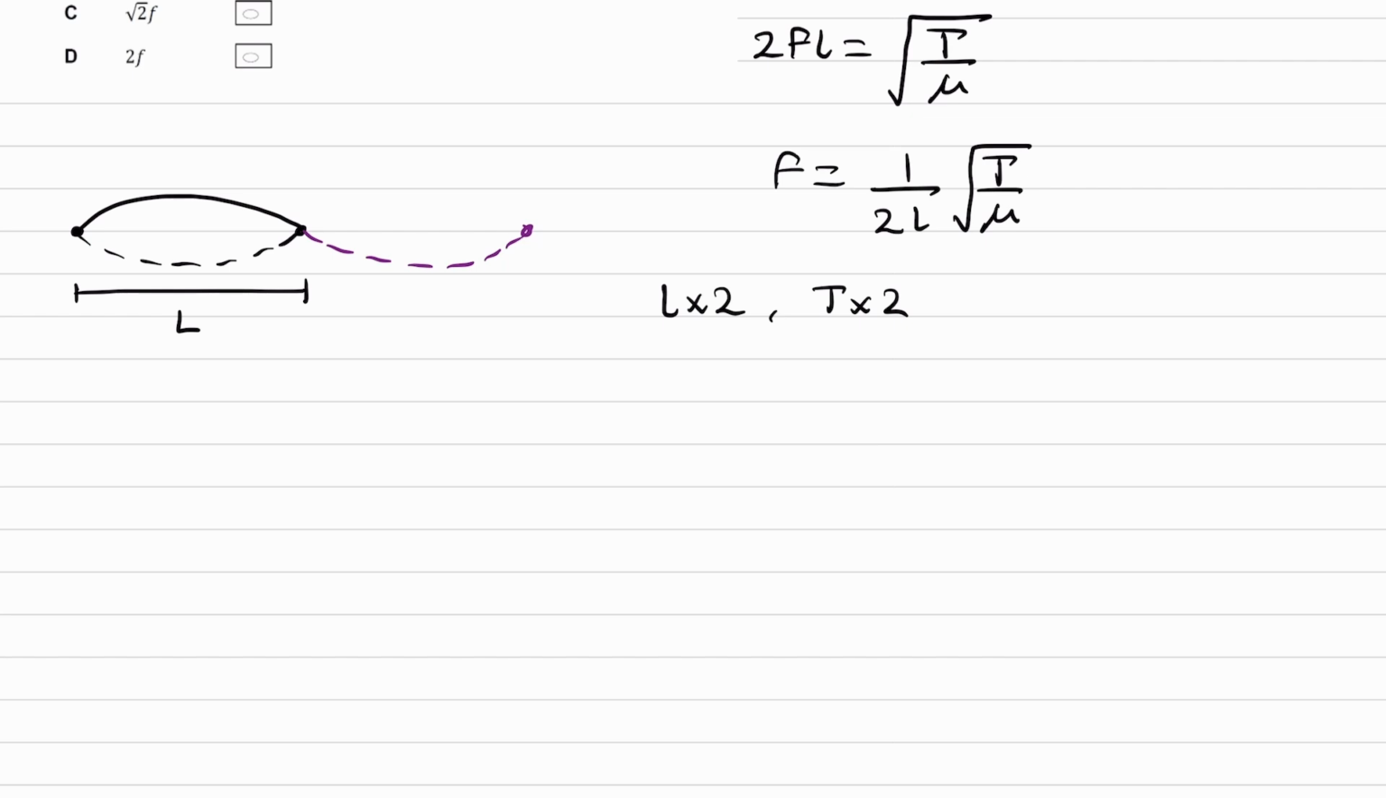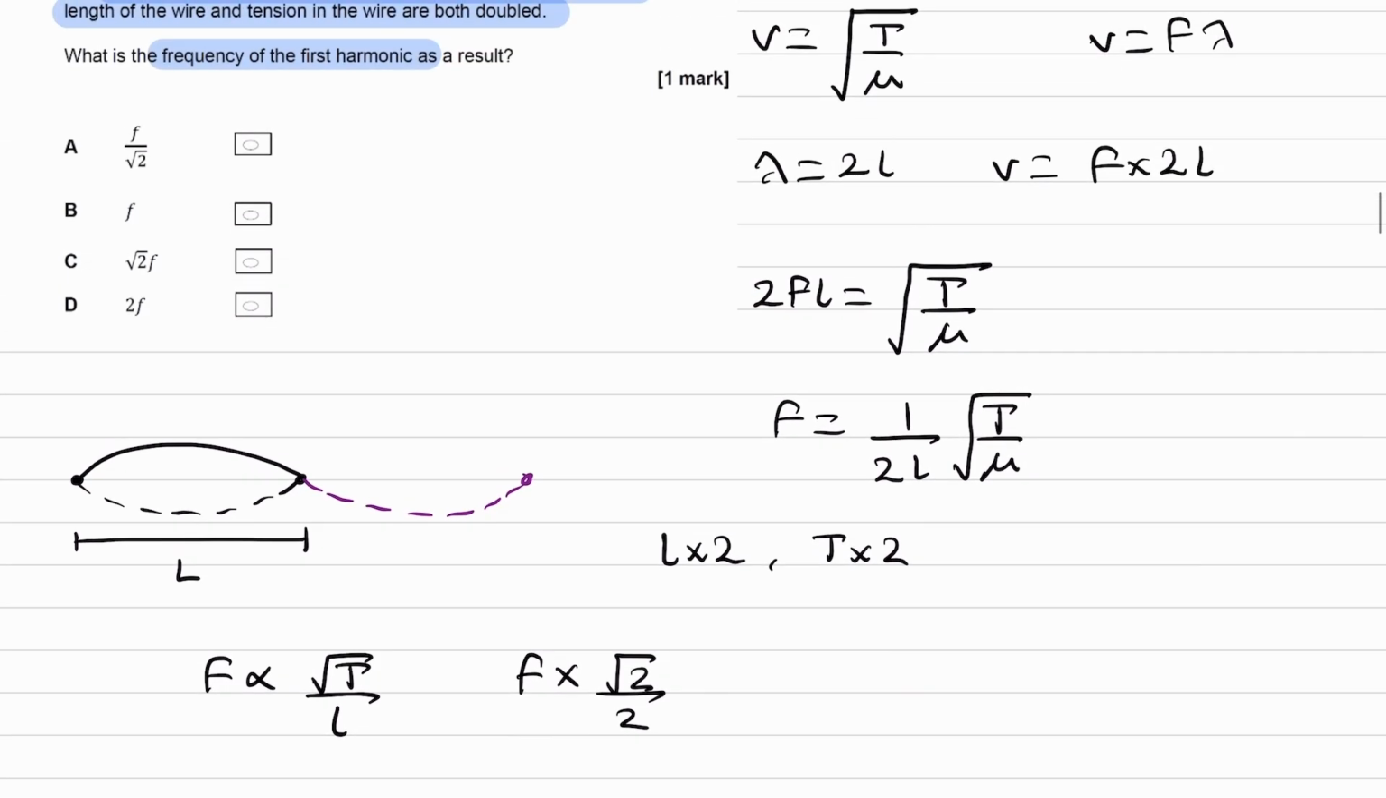Okay, so we know that length and tension are changing, so this equation can be rewritten as frequency is proportional to, changing it to a proportionality, root T over L. The 2 and the mu are both constant. 2 is constant, mu is constant. And then if tension and length are both doubling, you just replace the T and the L with 2. Frequency will then get multiplied by root 2 over 2.